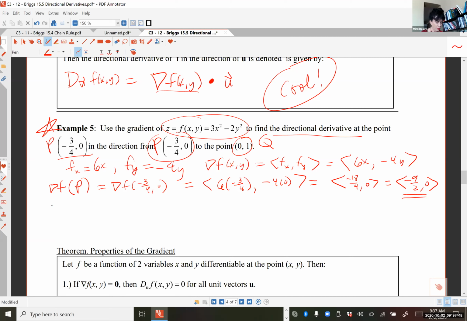Fine. Now we need to get our vector that is our direction vector for the directional derivative. So I'm going to form the vector PQ. Remember, terminal minus initial. This is important. Order matters. And so I'll get a negative 3/4, which is really a positive 3/4. And the other component is 1. And don't forget to unitize it. So that unit vector is going to be the PQ vector divided by the magnitude of PQ.